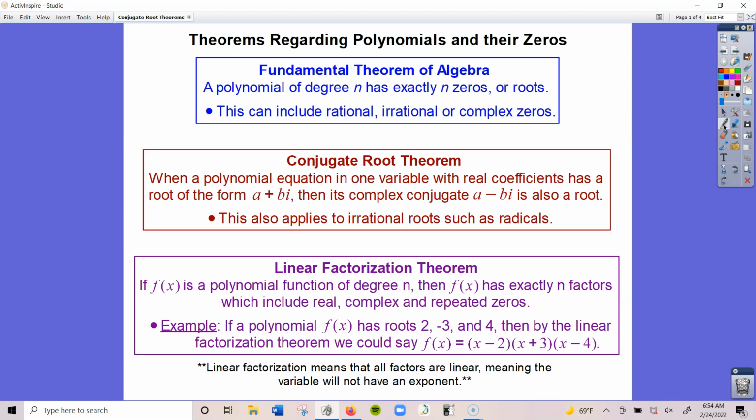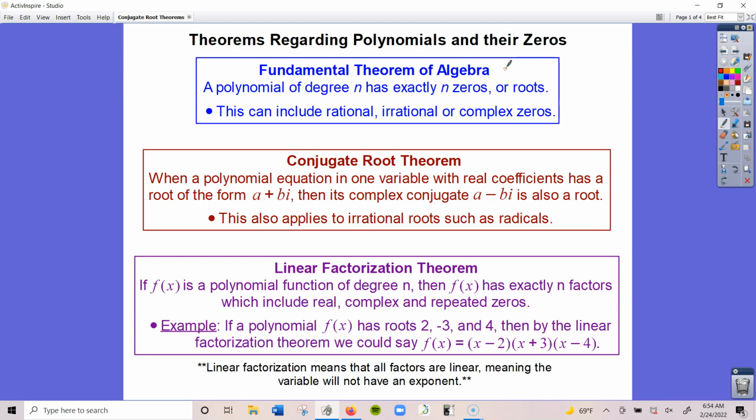Hey guys, today we're going to learn about theorems regarding polynomials and their zeros. So the first theorem listed here is the fundamental theorem of algebra, which is one that we've already covered. If a polynomial has a degree of n, then it's going to have exactly n zeros or roots. So if the degree of a polynomial is 3, then you're going to have exactly 3 zeros.